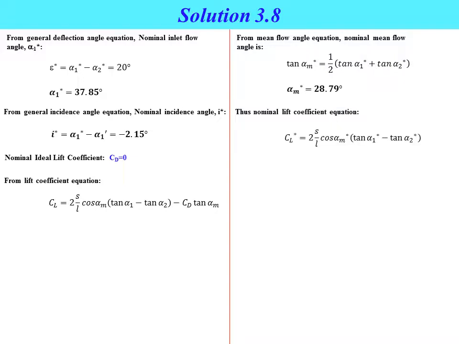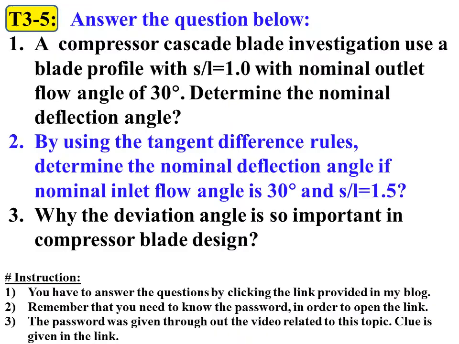Thus, the nominal lift coefficient equation, as shown in the slide, is CL star equal to 2 multiplied by s over l cos alpha m star multiplied by the bracket tangent alpha 1 star minus tangent alpha 2 star. Substitute all the values that we already obtained into the equation. So we'll get the final answer for CL, the nominal lift coefficient, which is equal to 1.19.